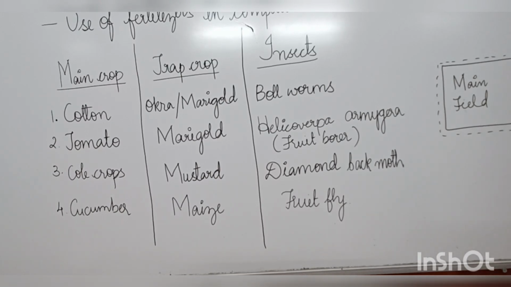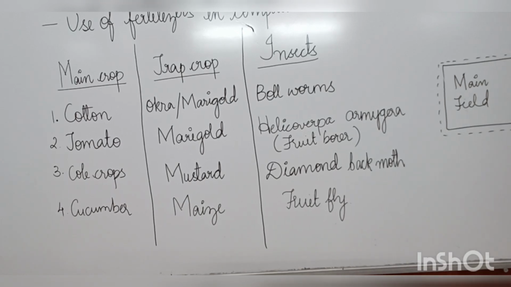The trap crops are used in the main field to avoid the infestation of insects. For example, this is a main field. Trap crops are sown in the borders of the main field to avoid the infestation and to control the pest attack. So first example is cotton. In cotton, okra or marigold, these two trap crops are used to control the infestation of bollworms.